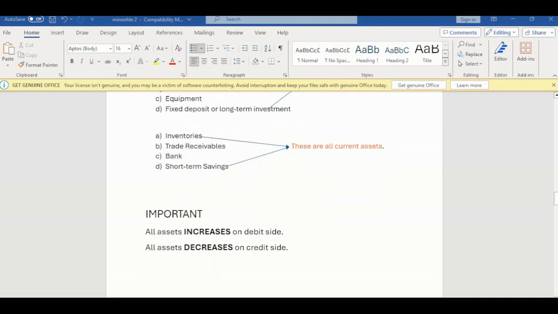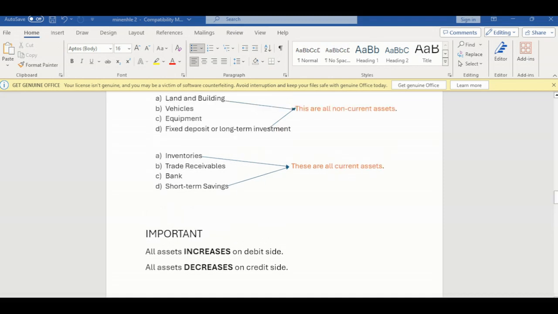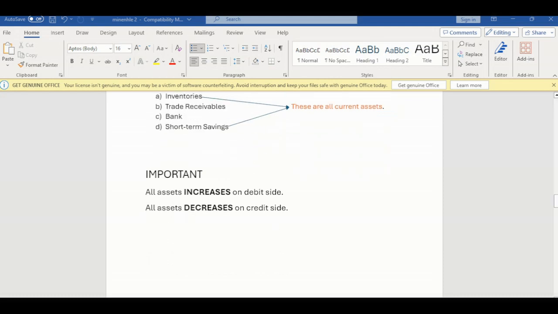Okay, let's move on to a very important thing. All assets increase on the debit side. So if I'm saying all assets, all land and buildings, vehicles, equipment, long-term investments, inventories, trade receivables, bank, and short-term savings increase on the debit side, but decrease on the credit side. So that must be on your mind.